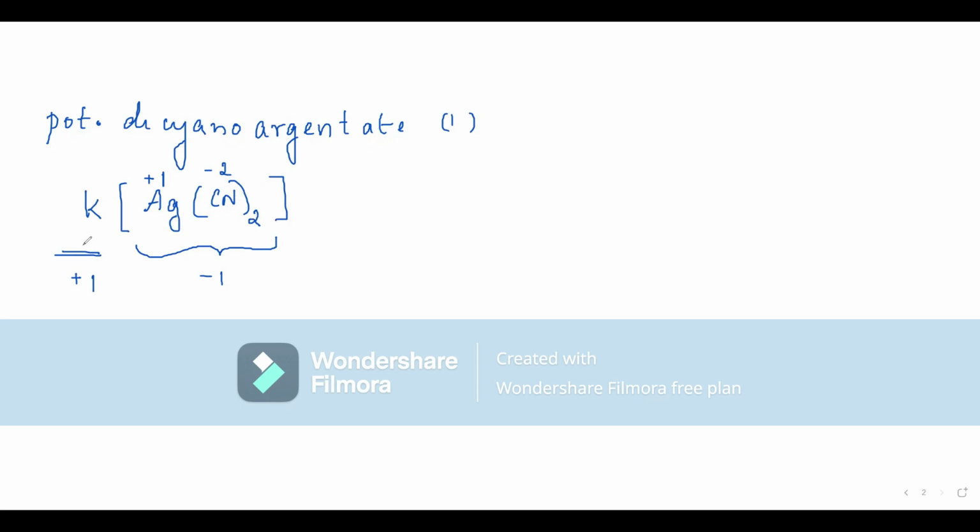Okay, so that is it about potassium dicyanoargentate. So you need to present your answer without the charges: K[Ag(CN)2]. Next example, let us take potassium tetracyanonickelate.